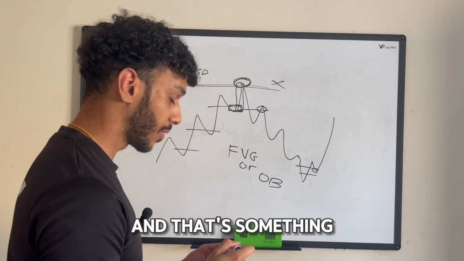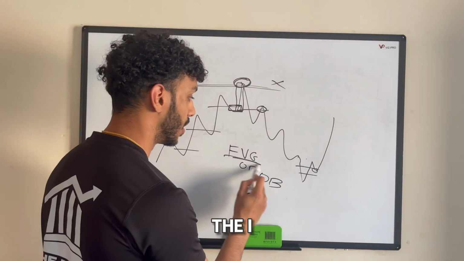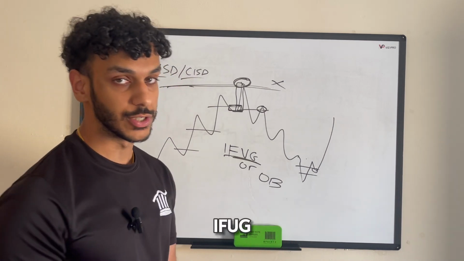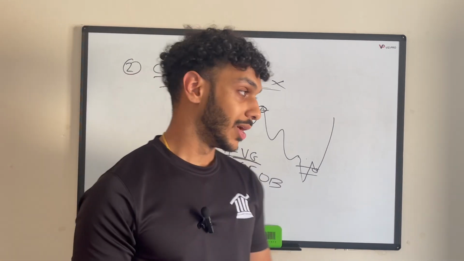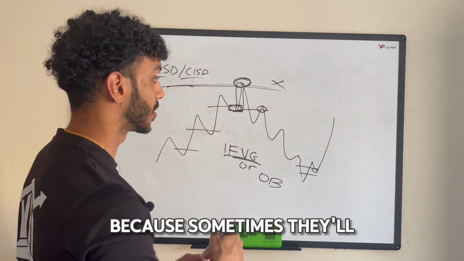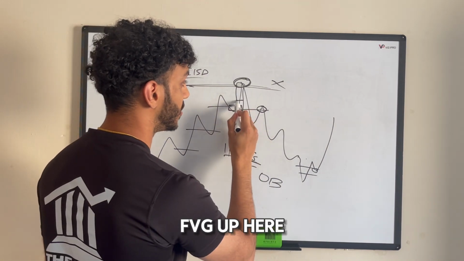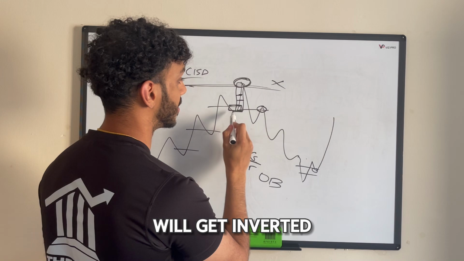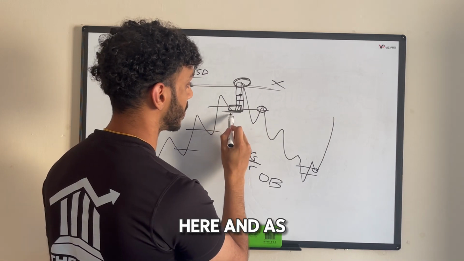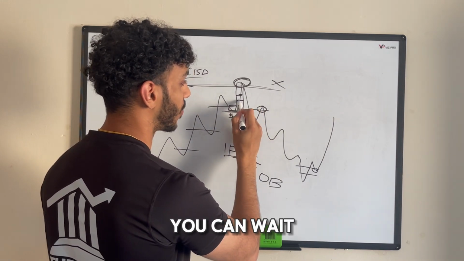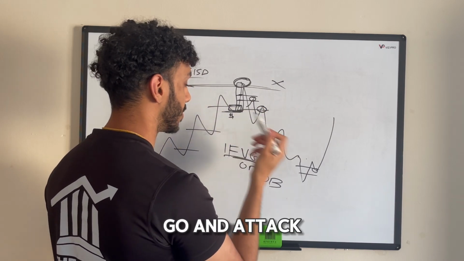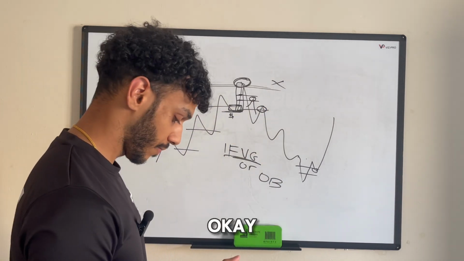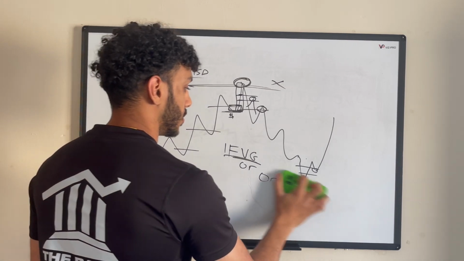Okay, and that's something that I feel like a lot of people miss is the I. So technically, it would be an IFVG. A lot of the times, you can get that change in state of delivery through an IFVG instead of waiting for that order block, because sometimes there'll be like an FVG up here, for example, that will get inverted, and we have really clean equal lows here. And as a really easy draw, you can wait for this level to get inverted, wait for price to retrace back in, and then go and attack those lows. Okay, let's get rid of that.